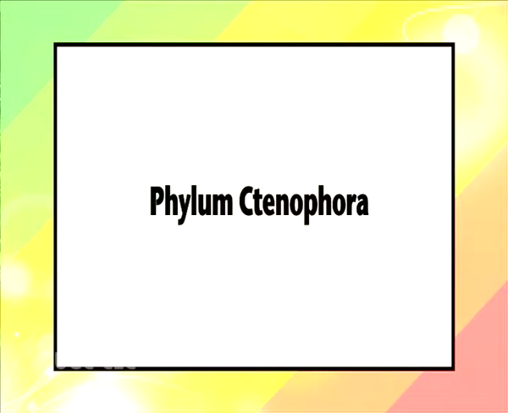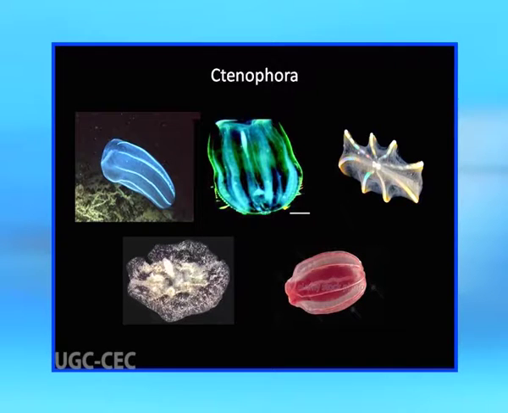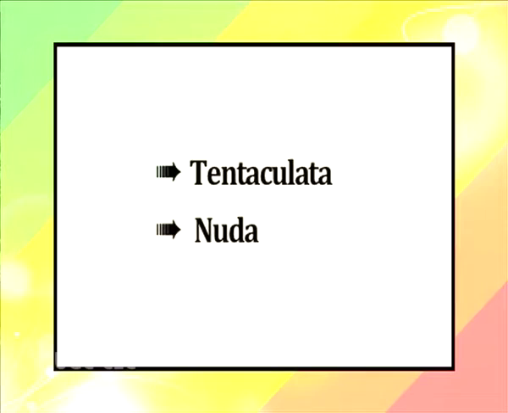Next is the phylum Ctenophora. These are called comb jellies or sea gooseberries or sea walnuts. They are exclusively marine, pelagic or free, solitary and biradially symmetrical organisms. Bioluminescence is well marked in ctenophores. The classes are Tentaculata and Nuda.